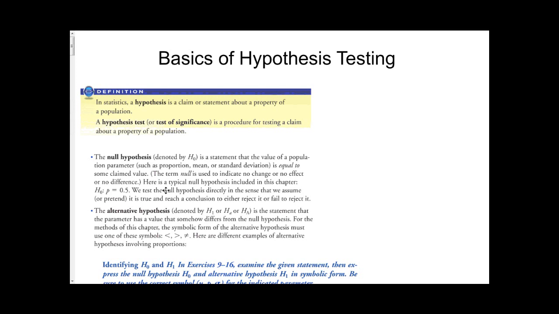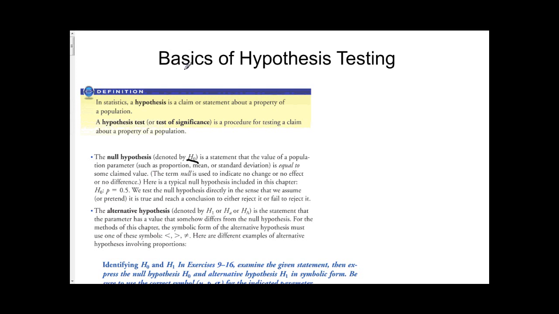Okay, now in order to do a hypothesis test, we want to look at some of the parts of a hypothesis test. The first thing you do when you are going to do a hypothesis test is you set up the hypothesis, and there are two hypotheses. The first one is the null hypothesis. The null hypothesis is denoted H0, like we see here, and it is a statement that the value of a population parameter is equal to some claimed value. So we're making a claim that a population parameter is equal to some value.